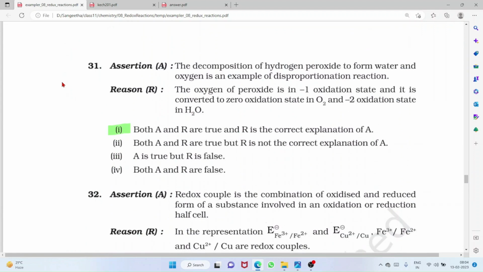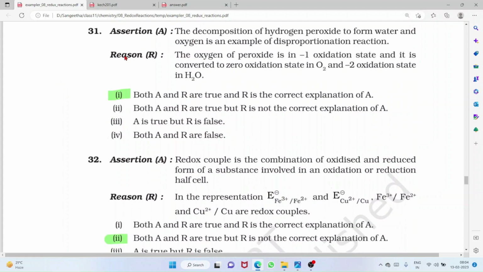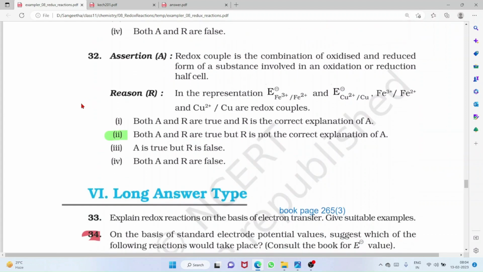The decomposition of hydrogen peroxide to form water and oxygen is an example of a disproportionation reaction. The oxygen of peroxide is in the negative one oxidation state and is converted into zero. So you can write it yourself. So this is the correct answer. A redox couple is a combination of the oxidized and reduced forms of a substance involved in the oxidation reduction. Okay, in the representation, this is the reduced form. So both A and R are true, but this is not the correct explanation.